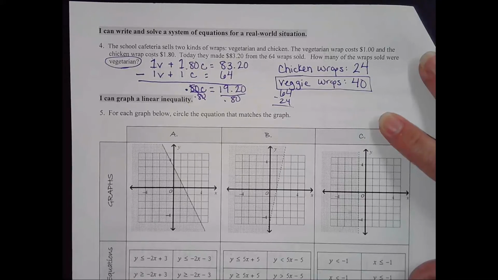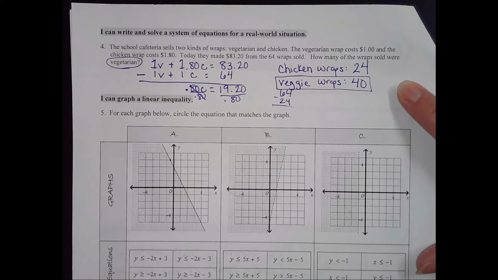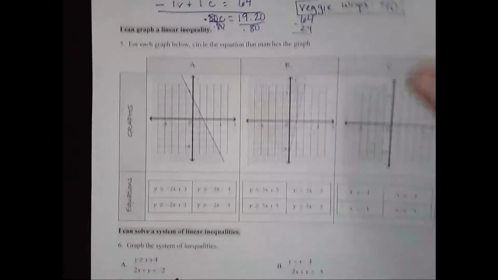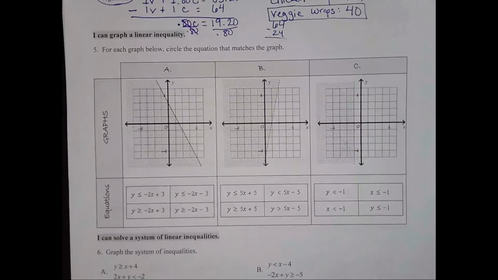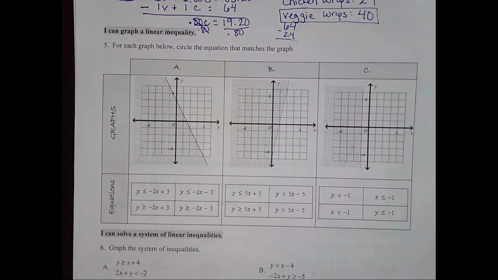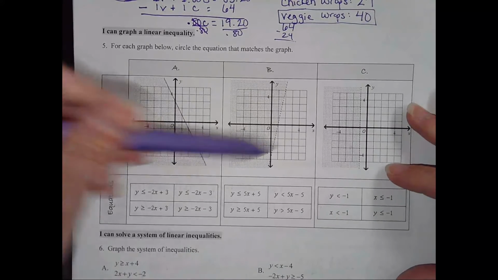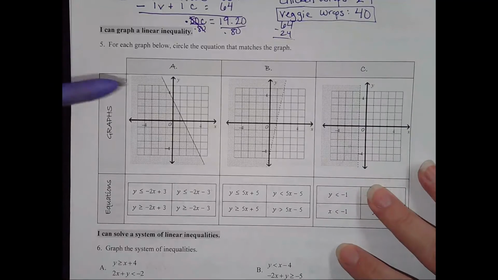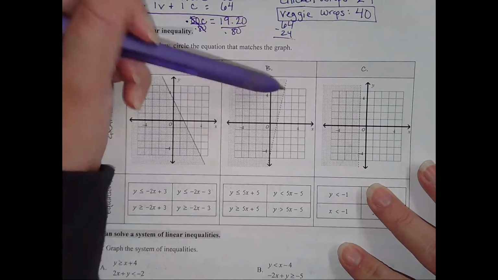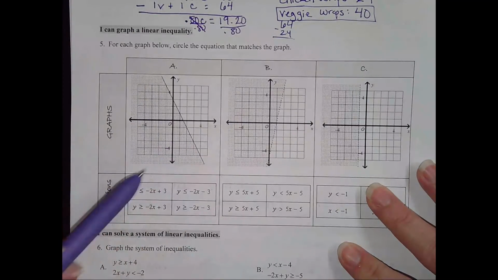Okay, any questions on how to set it up? All right, last chunk that we did in chapter 4 were these linear inequalities. This stuff's kind of hard. These are what your linear inequalities look like. We had things with solid lines, dashed lines, and shading going on.